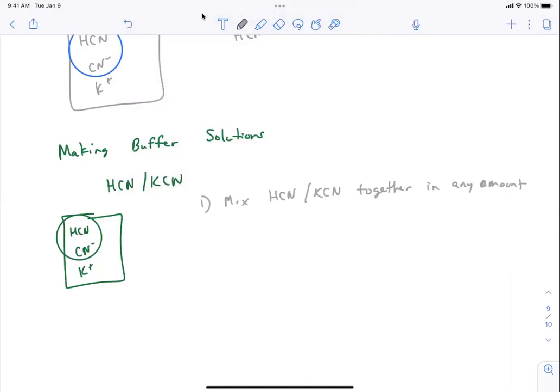The trick or the problem is when, let's say I don't have any CN salts. Let's say I don't have NaCN. Let's say I don't have KCN or anything that has CN as a salt in it, but I have a bunch of HCN. Okay.